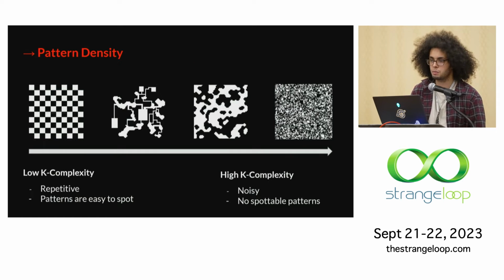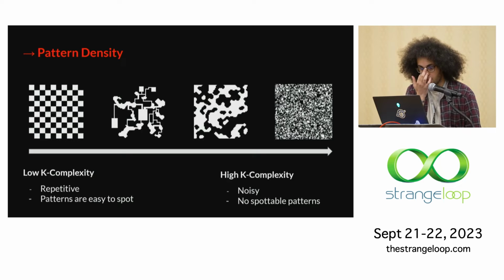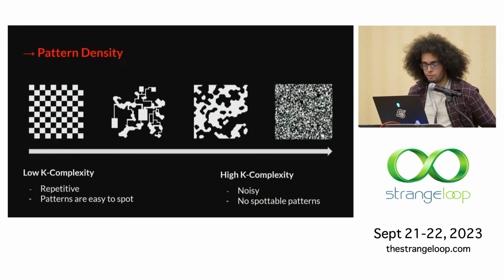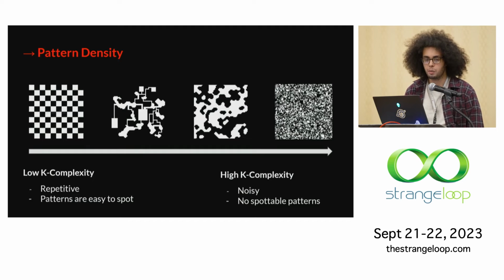How do we relate that to things that we experience as players? It's a thing we call pattern density. So here you have 4 black and white pictures, 4 white and black maps maybe for a video game, and I ranked them here by K complexity. And you can see that on the extreme of a scale, when you have something that has a very low Kolmogorov complexity, it's very repetitive. The patterns are very easy to spot because they can be described very succinctly.